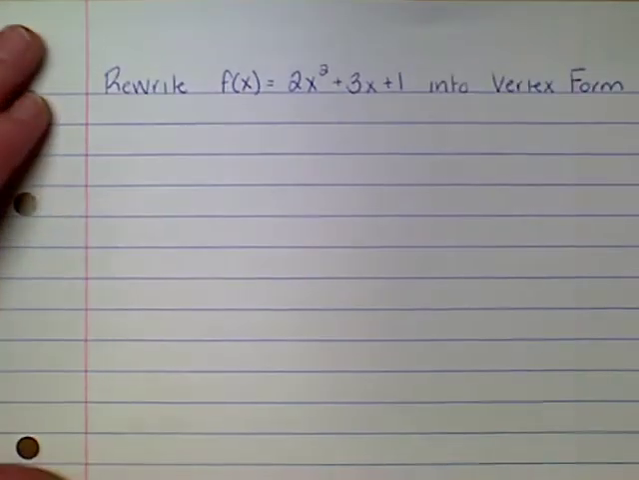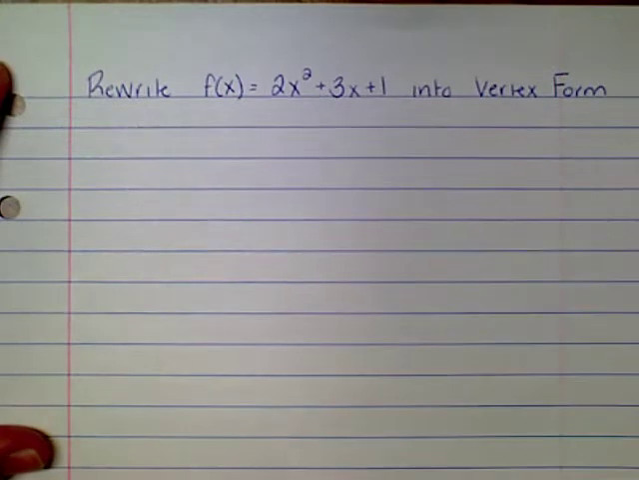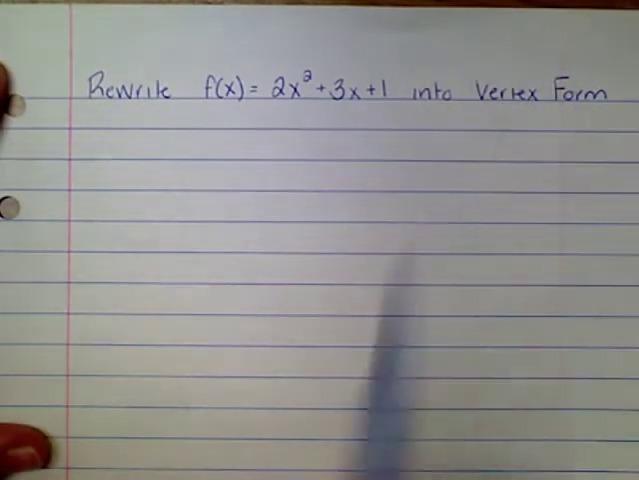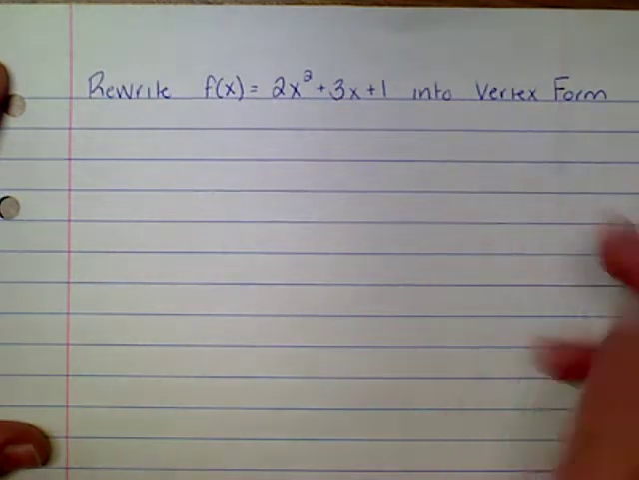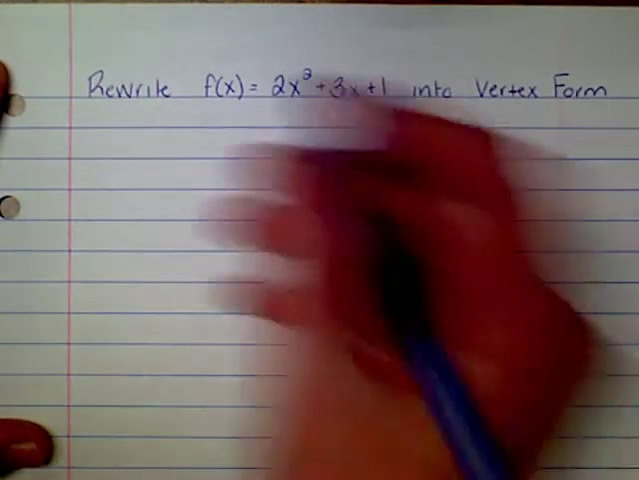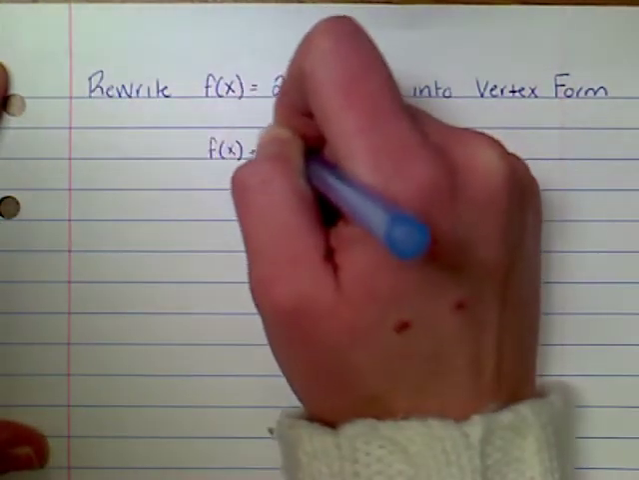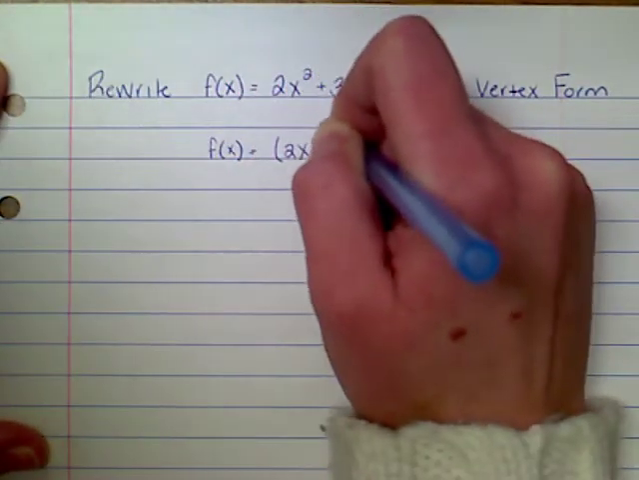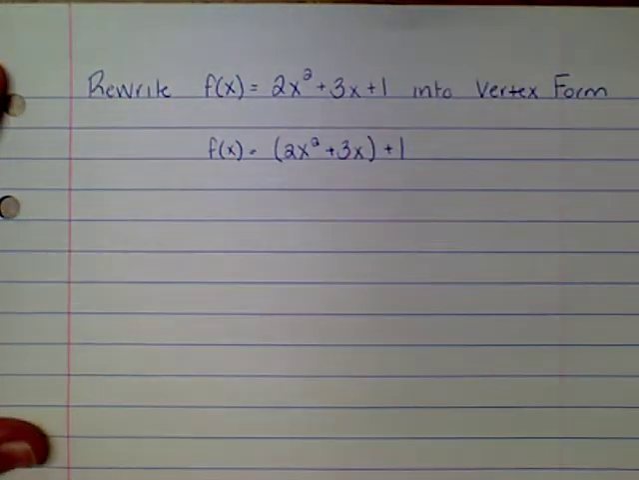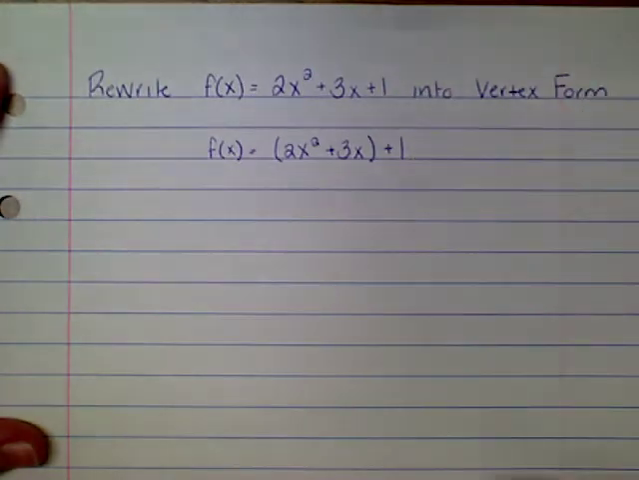Okay guys, I wanted to go ahead and make a little refresh video on how to take something in standard form, in ax squared plus bx plus c form, and rewrite it into vertex form. So the first step is to group the first two terms, the x squared and the x term, together. And you exclude the c term, in this case the plus 1, from your group.